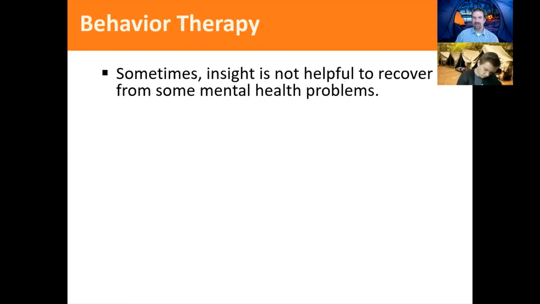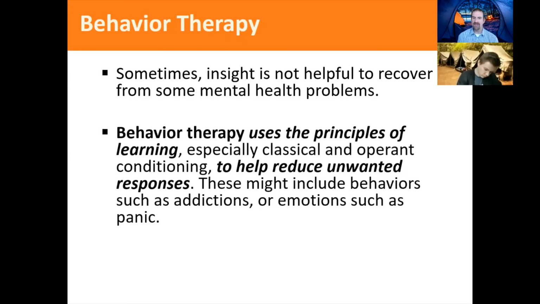And so where we start to see behavioral therapy coming in is it uses these behaviors of learning, especially classical and operant conditioning, to help us reduce these unwanted responses. These might include behaviors such as addictions or emotions, things such as panic. The idea here is that these therapies are focused on behaviors that the person doesn't want to display, that may be keeping the client from being successful. Okay, so you're not going to be able to reach your potential if you're not able to get outside and interact with others. You're not going to be able to reach your potential in class if your behavior keeps self-sabotaging, keeping you from doing well on exams because you're self-handicapped, putting limitations in front of yourself in order to be successful.